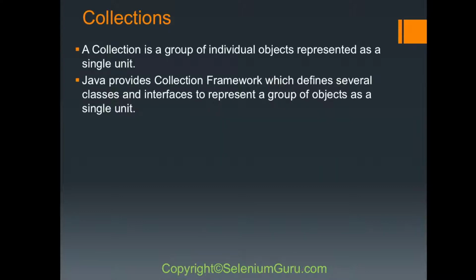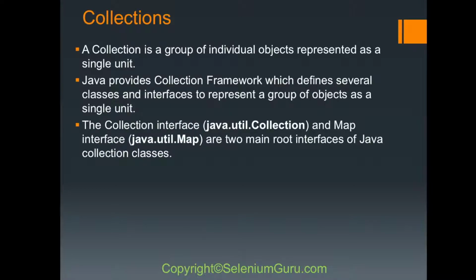So basically what that means is Java also has a collection framework. It provides the collection framework which has several classes and interfaces from which you could create a group of objects, such as list, set, map, and so on, right? The collection interface java.util.Collection and the map interface java.util.Map are the two main root interfaces of the Java collection classes. We learned about what interfaces are, right?